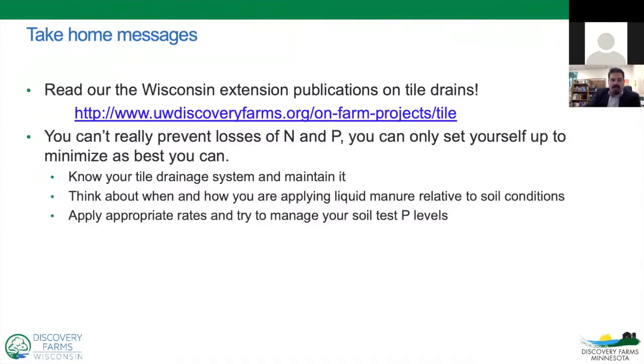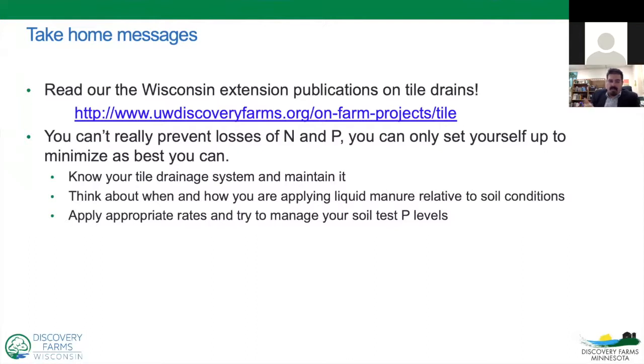But they're good reads. Here's also the message that I want to leave you with, is that you really can't prevent losses of nitrogen and phosphorus. If you have tile drains, if we have agricultural systems, we have losses, right? You can only set yourself up to minimize as best you can. And so, we make the case where, when we lost 100 pounds of nitrogen, we weren't setting ourselves up to minimize it as best we could in that scenario.